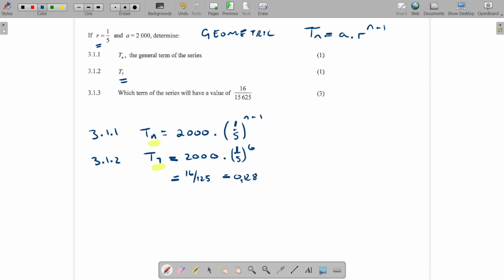Okay. Which term will have a value of 16 over... That feels weird.